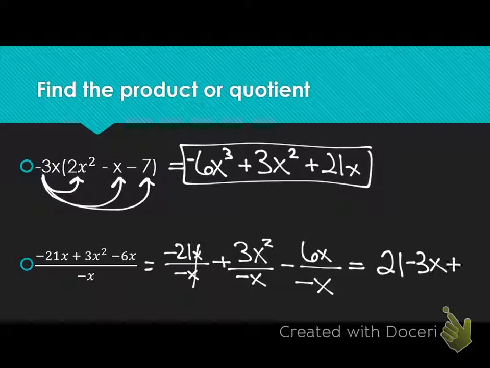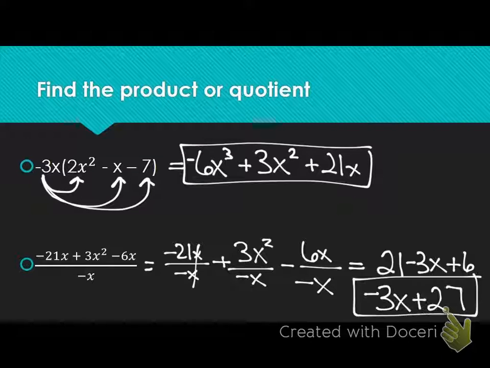But is that my final answer? No, because I can still combine the numbers and then I write it in standard form. All right, so splitting up our terms, reducing our exponents, reducing the coefficients, and we're done. Who got that right? Negative 3x plus 27. Good. All right, any questions?